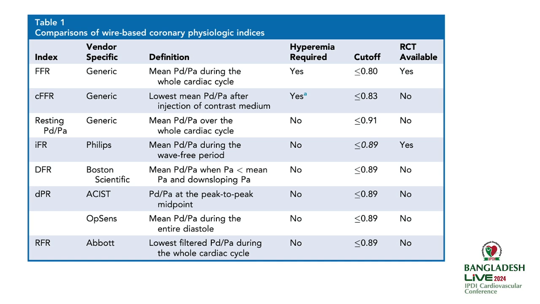We see the cutoff values here. FFR has a cutoff value of less than or equal to 0.8. So a lesion with FFR less than 0.8 is considered functionally significant and should be intervened on. Other resting indices like iFR and DFR have almost similar cutoff values and are non-inferior to each other.